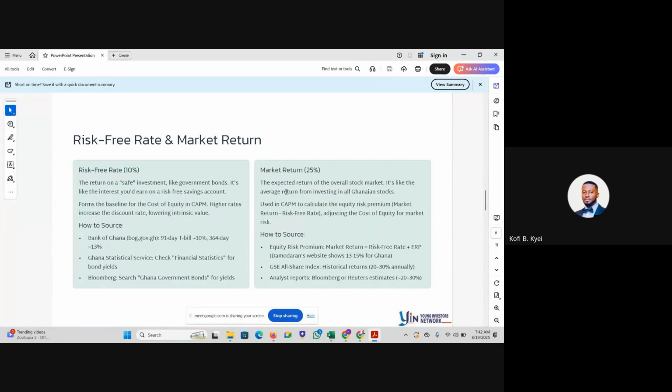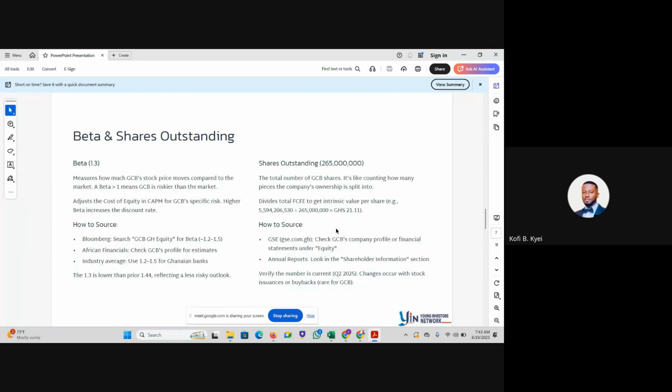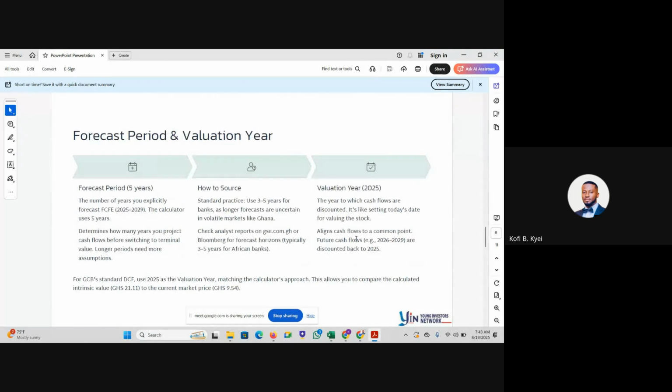So as you can see, it is the expected return of the overall stock market. If in the last 5 years the average of the GSE has returned about, let's say, 30%, going forward you don't expect it to go maybe below 25%. So that's how come I chose 25%. Beta, I'll do a presentation today on beta and go deep into it. I also showed you where to find outstanding shares, so that you can get the intrinsic value per share.